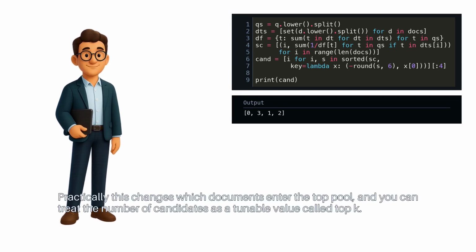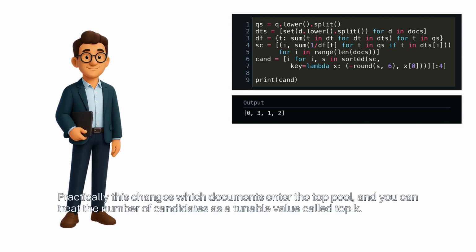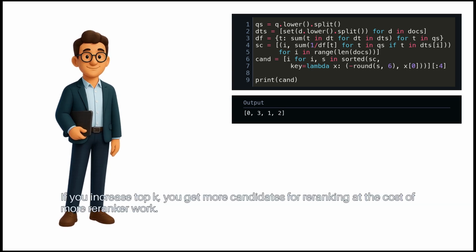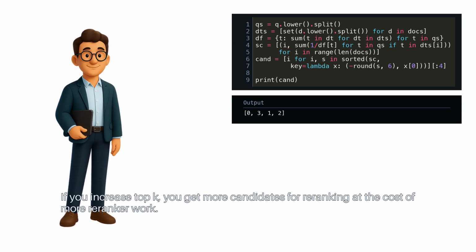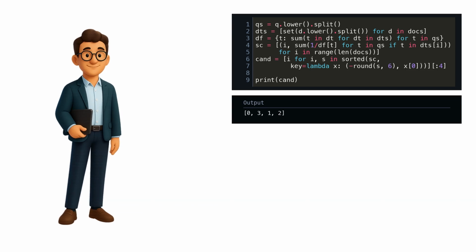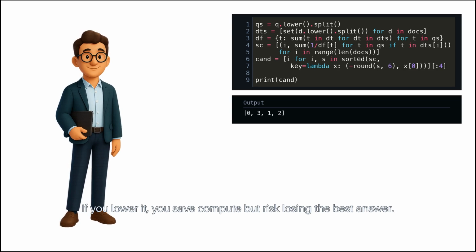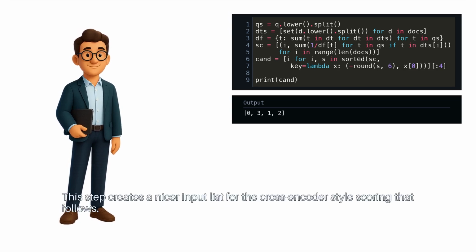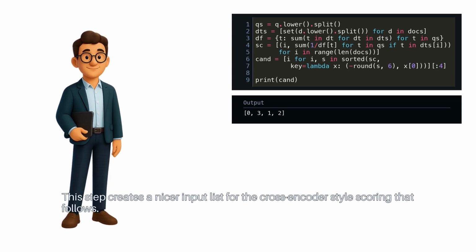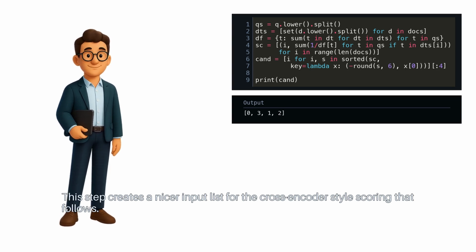Practically, this changes which documents enter the top pool, and you can treat the number of candidates as a tunable value called top K. If you increase top K, you get more candidates for re-ranking at the cost of more re-ranker work. If you lower it, you save compute but risk losing the best answer. This step creates a nicer input list for the cross-encoder style scoring that follows.